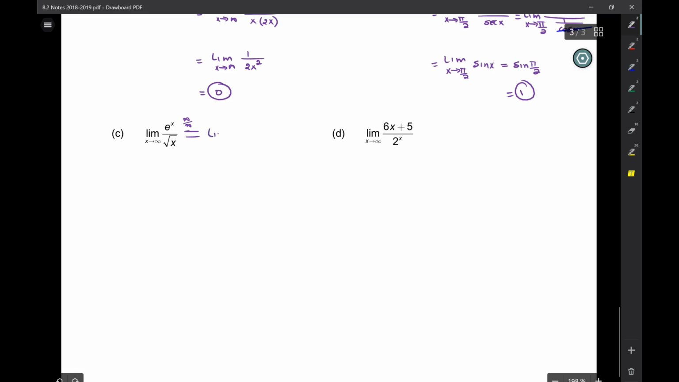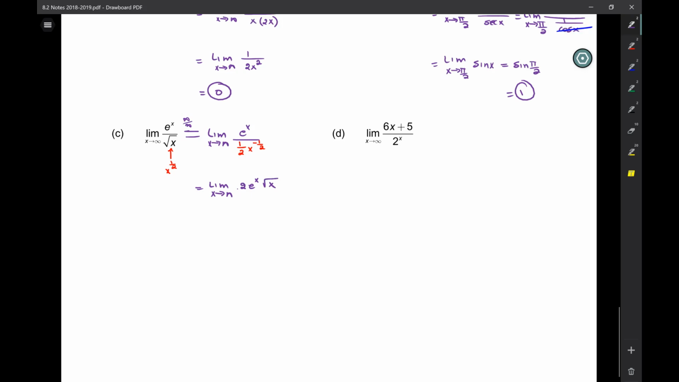So this is going to be the limit as x approaches infinity, e to the x over, we're going to do the same thing here. Remember, this was x to the 1/2. So it's going to be 1/2 x to the negative 1/2. Where is the 1/2 going to go? It's going to be 2 root x. So 2 e to the x times root x.